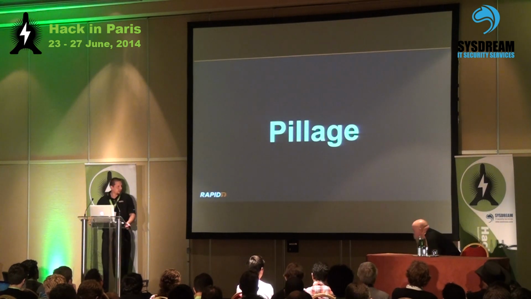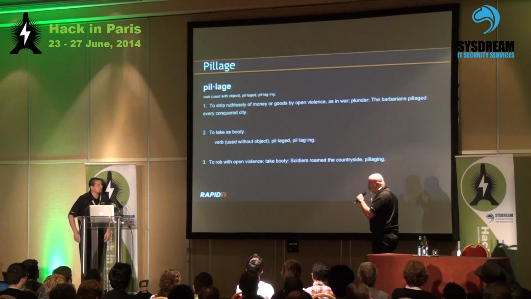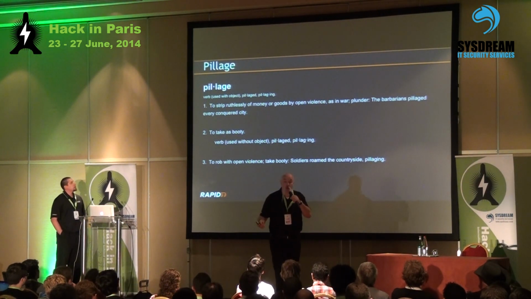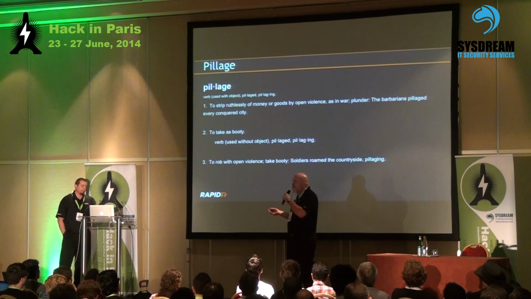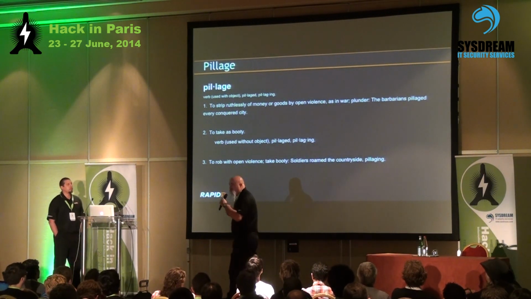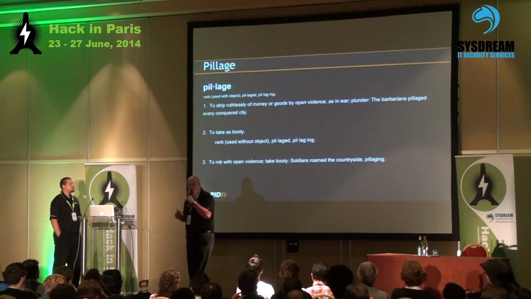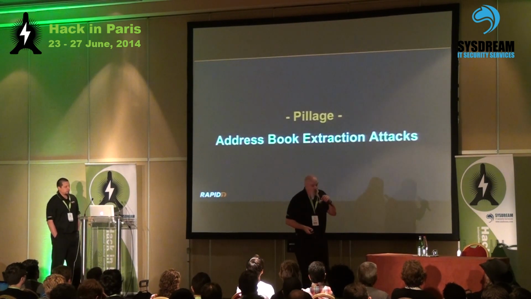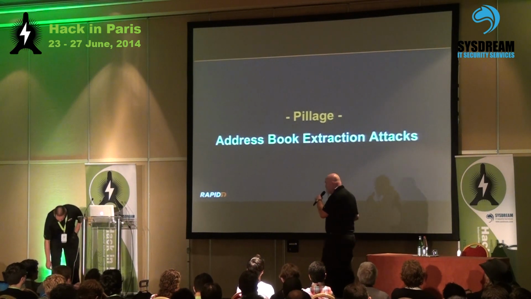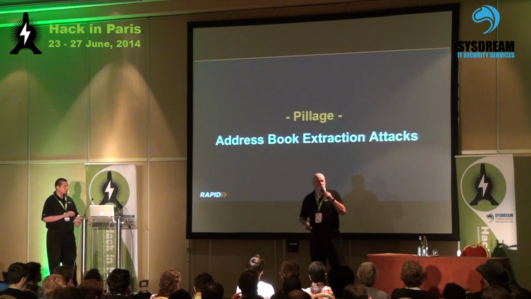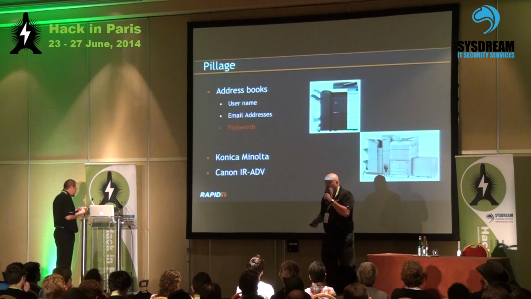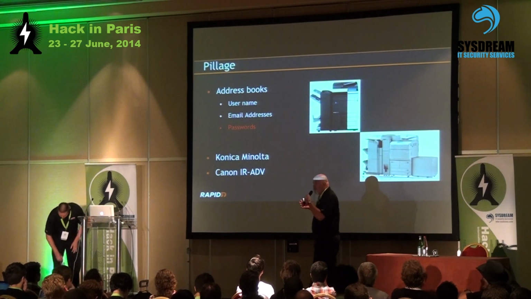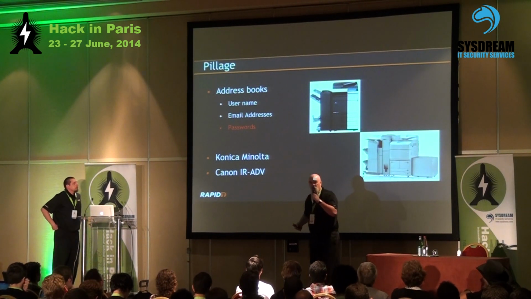Thanks, Pete. So pillage. Now that we've gone through the basic plundering, we've shown you multiple ways to get username information, application information. We're going to ramp up the attacks a little bit. We're going to start doing some vicious pillaging, which is always fun. So we're going to start off with address book attacks, being able to extract critical information from multifunction printer address books. Typically, multifunction printer address books, and we all understand they probably contain usernames, email addresses, stuff like that.